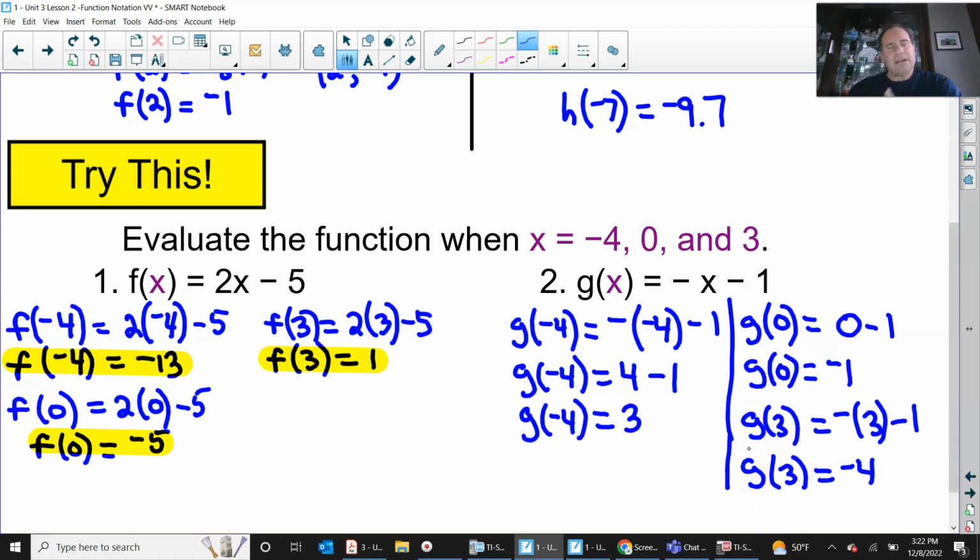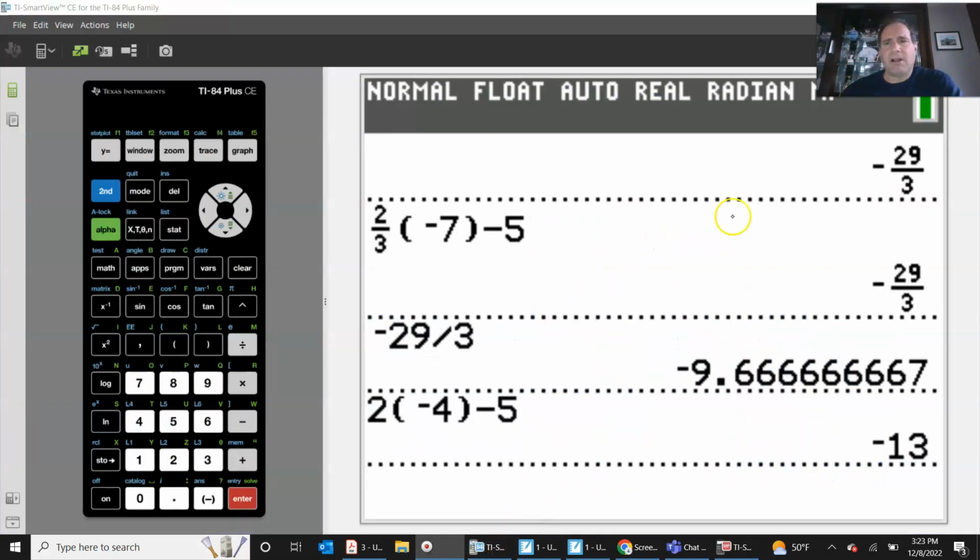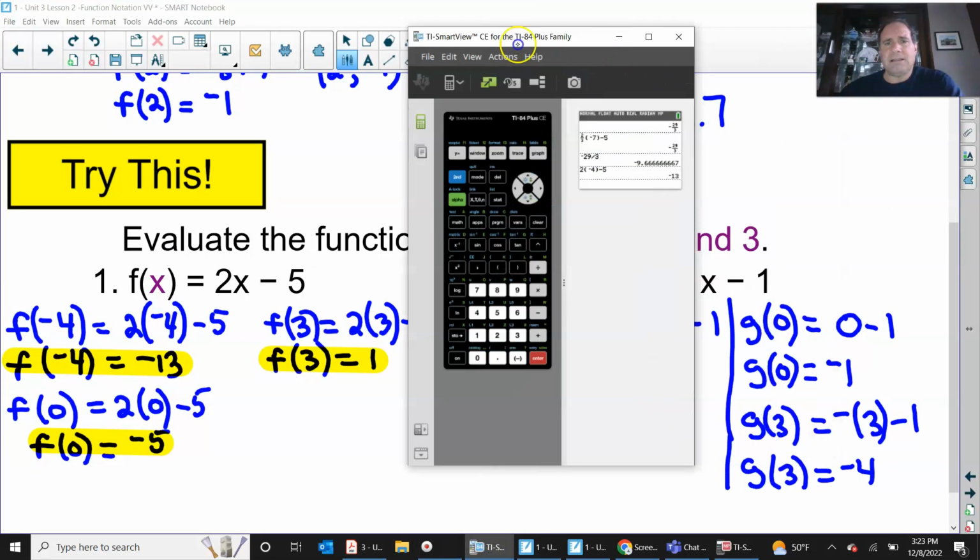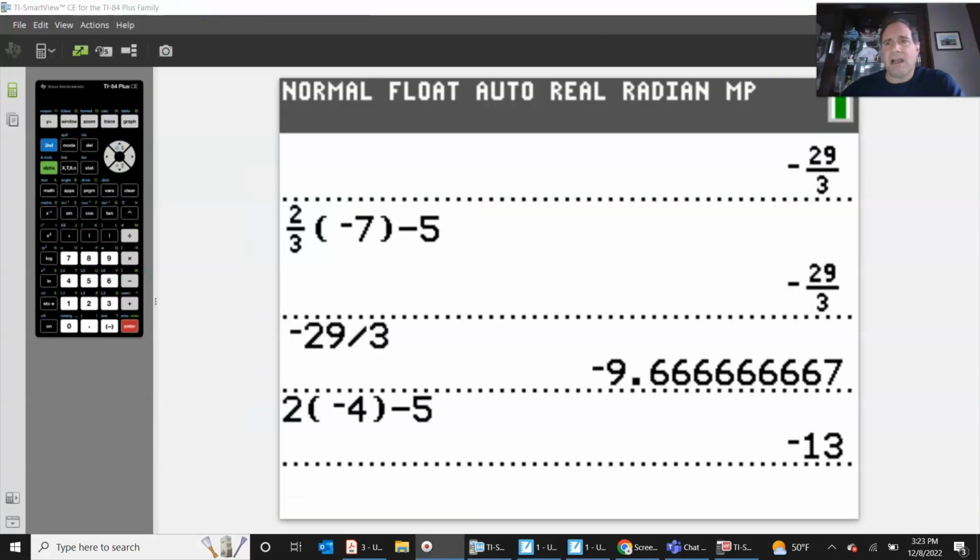So now that I showed you that, remember, this is my x, and we're evaluating these functions. I'm going to bring up the calculator right now and see if I can use it in a way that makes it a little bit easier for us to do.